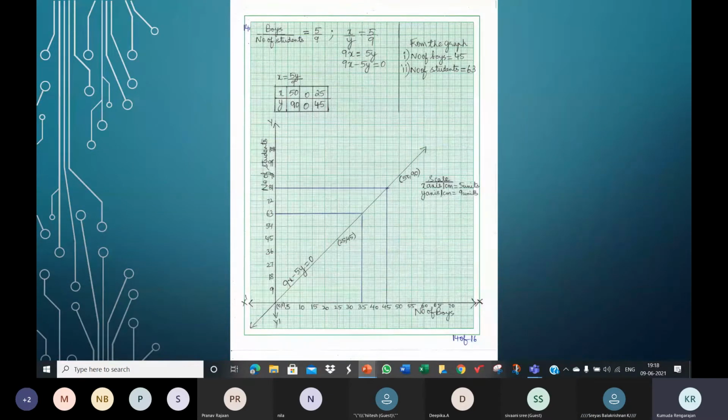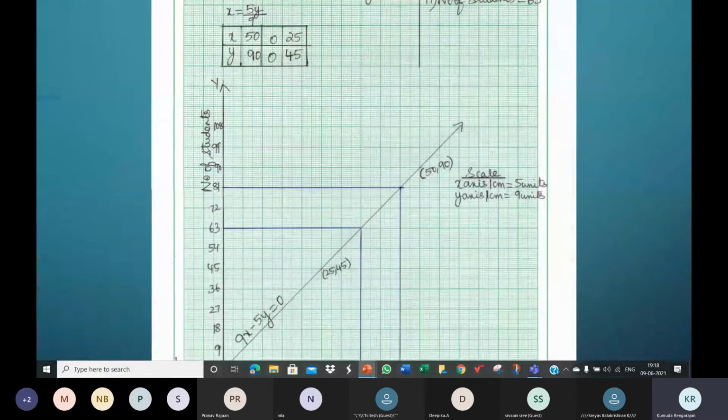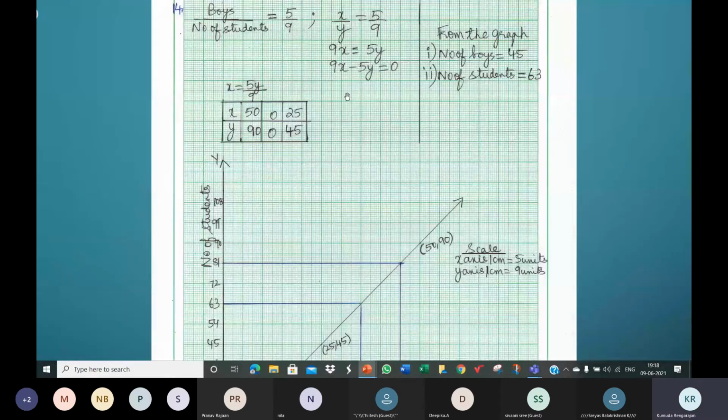We have the equation with us. This is the equation: 9x minus 5y is equal to 0. We are given the number of students as 81, which means y is equal to 81. We need to find the number of boys, not algebraically but from the graph, but let's find the answer algebraically.